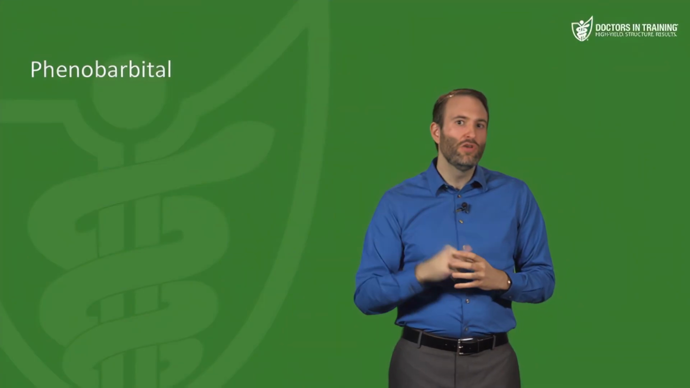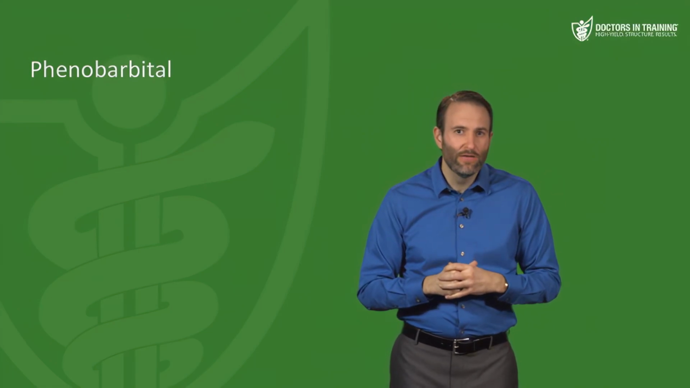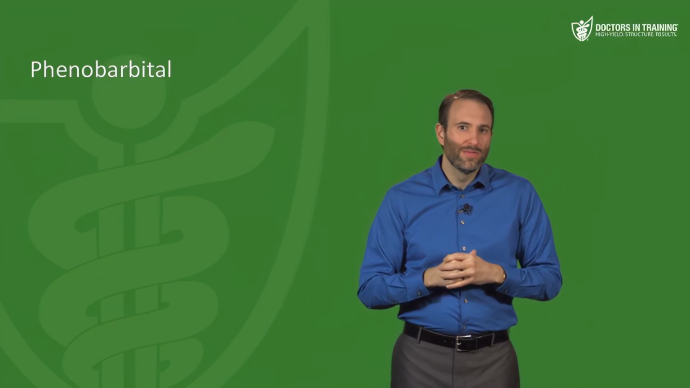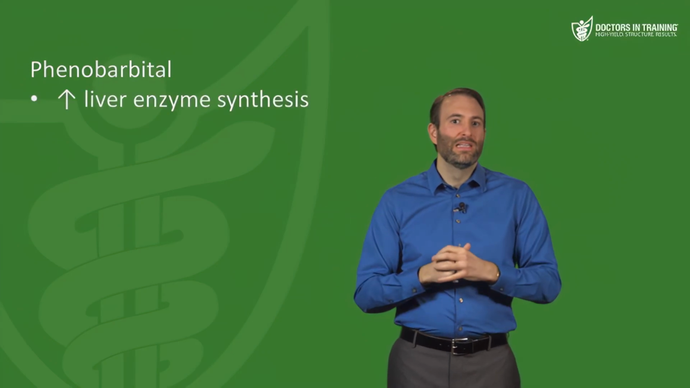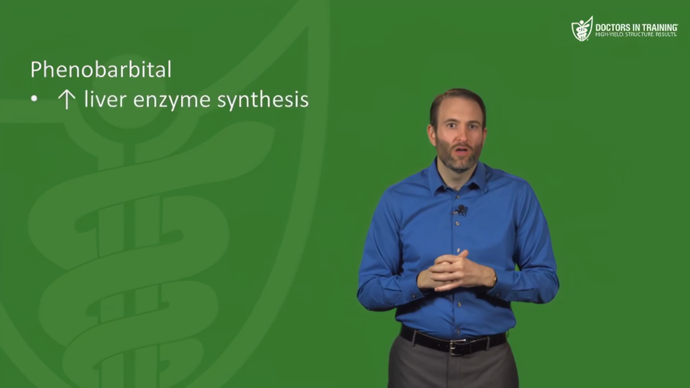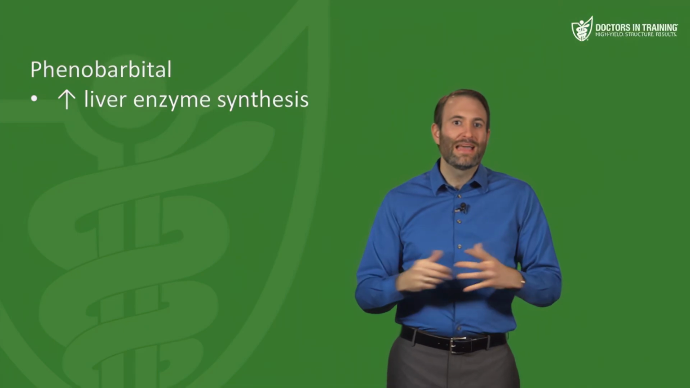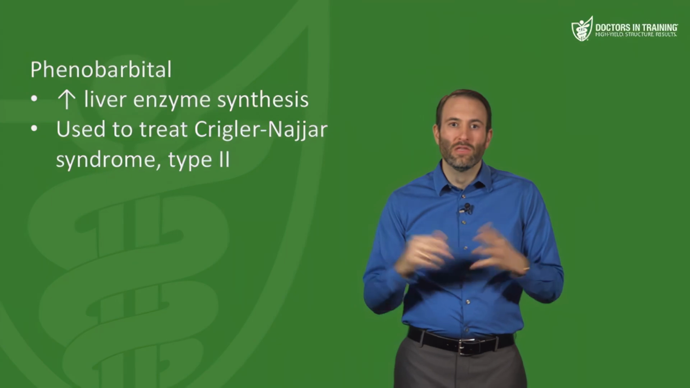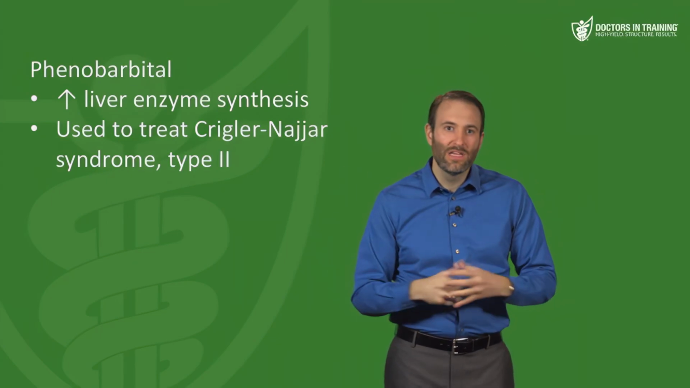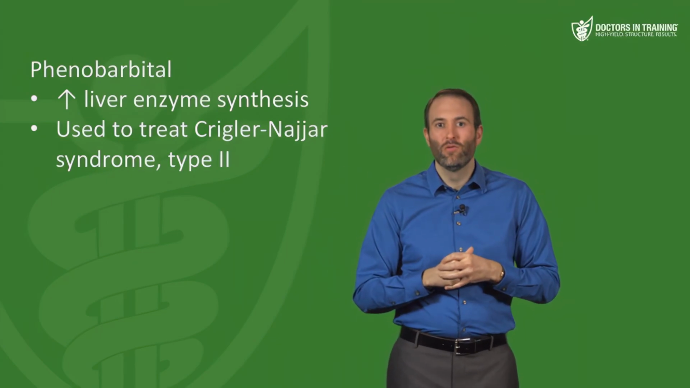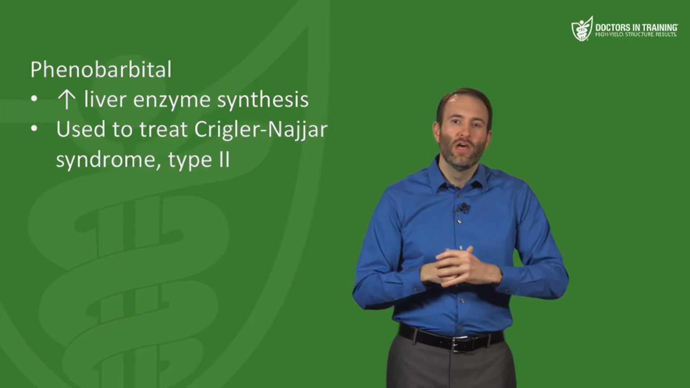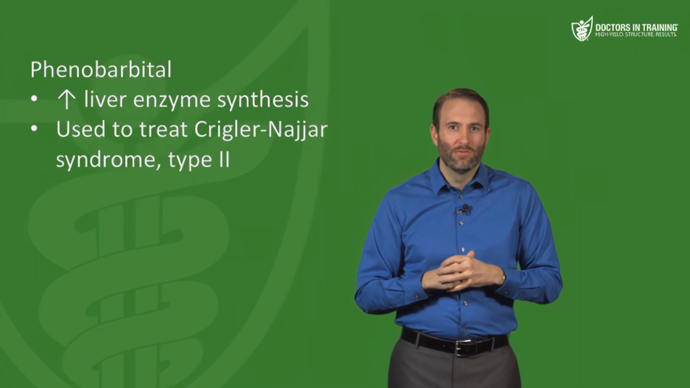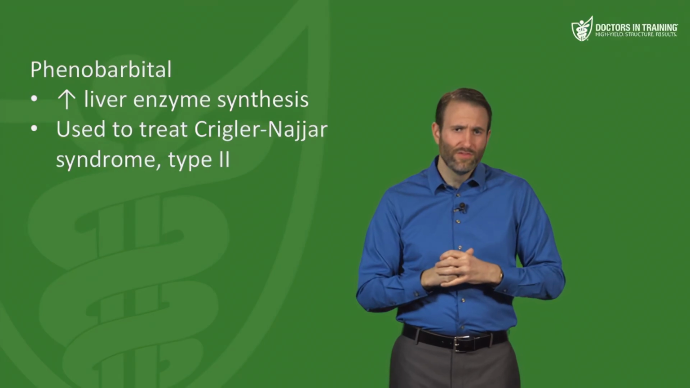Now, one other interesting use of phenobarbital, which we'll probably discuss in the GI videos on the hepatobiliary system, is that phenobarbital can increase liver enzyme synthesis, also known as enzyme induction. And that can be useful in treating something called Crigler-Najjar syndrome type 2, where the liver is deficient in the enzymes needed to process bilirubin. So by giving phenobarbital, you can ramp up the production of those enzymes. And we'll go into that in more detail in those videos.